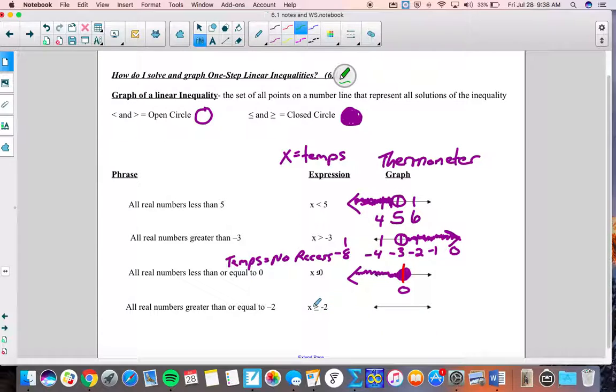Here we want all numbers that are greater than or equal to negative 2. Well, negative 2 is equal to negative 2, so I'm going to fill it in. Again, that's a closed dot. That's part of my solution. Then I'm going to shade all numbers that are greater than negative 2. And that would be to the right here because negative 1 is greater than negative 2. 0 is greater than negative 2. And all positive numbers are greater than a negative. So that's reading expressions, graphing expressions.